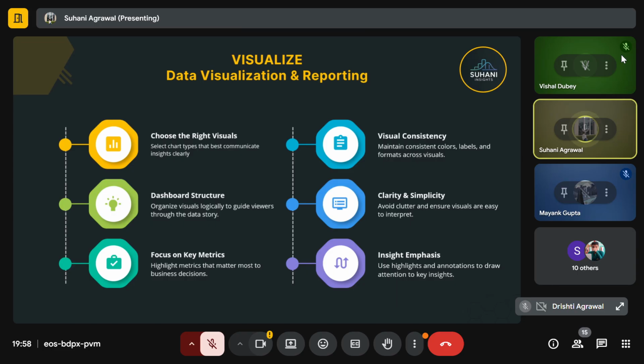And the last is insight emphasis. We should also give highlights and annotations. For example, if you are using some shortcuts, some abbreviations or some conditional formatting, then we should make him understand, okay, these are the formulas and these are the abbreviations I have used for the data set, so that it's easier for him to understand.